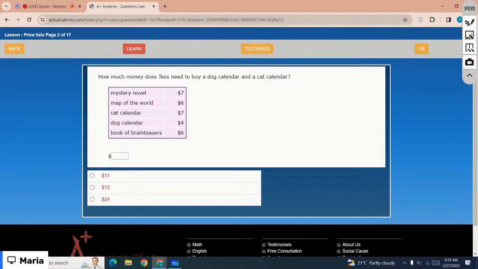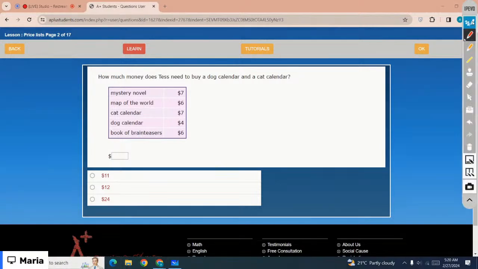How much money does Tess need to buy a dog calendar and a cat calendar? So the dog calendar costs $4 and the cat calendar costs $7, right? So 7 plus 4 is $11.